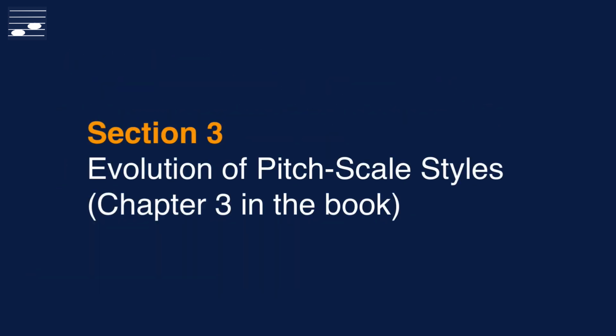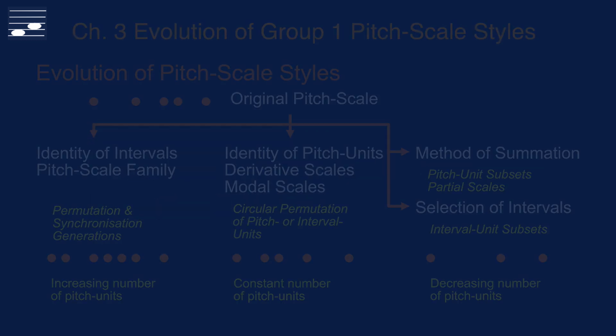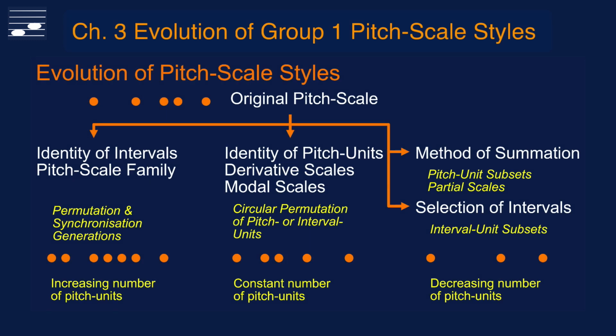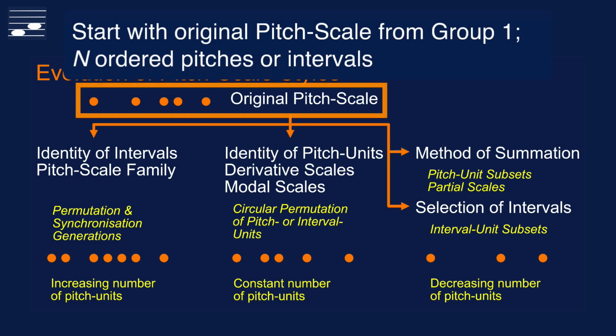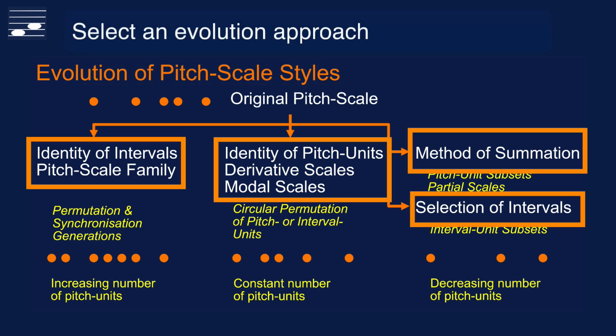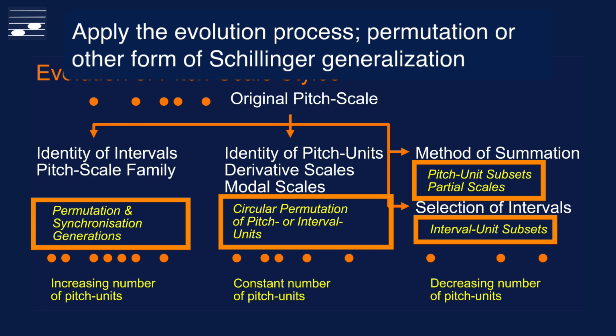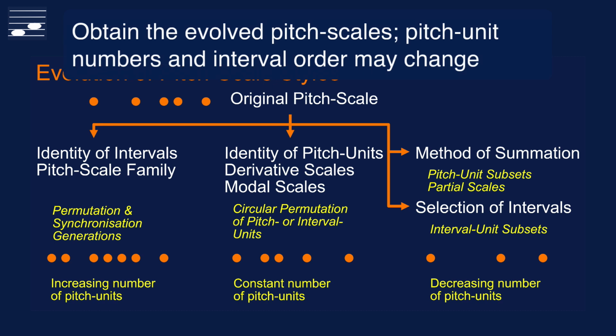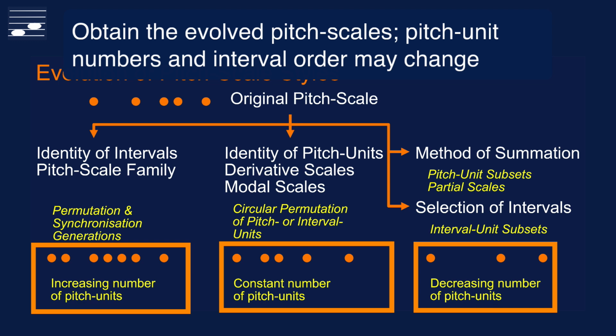And now to the new content, the evolution of pitch scale styles as covered in Chapter 3 from Book 2. Here's a diagram with an overview of the evolution methods presented in that chapter. The starting point is an original pitch scale, a set of n ordered pitch units or intervals. We'll look at 4 different approaches to pitch scale evolution. Frequently returning techniques in the Schillinger system are permutation and generalization. I depicted these methods in 3 columns to show that through evolution the number of pitches may increase, remain constant or decrease. Now let's study these approaches in detail.